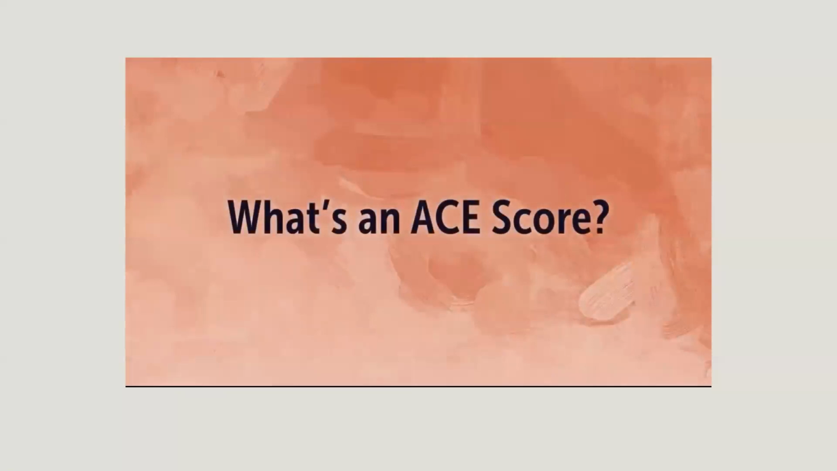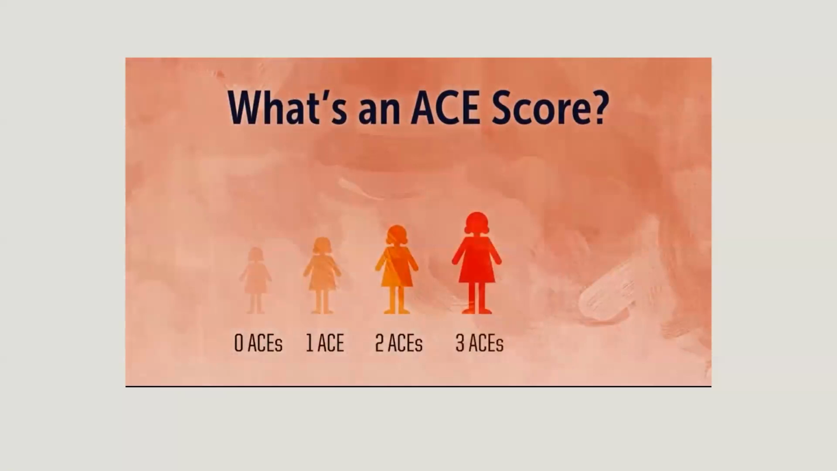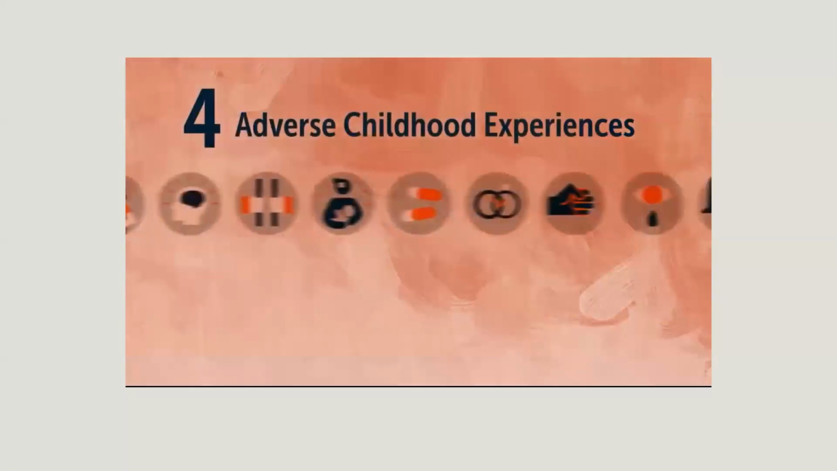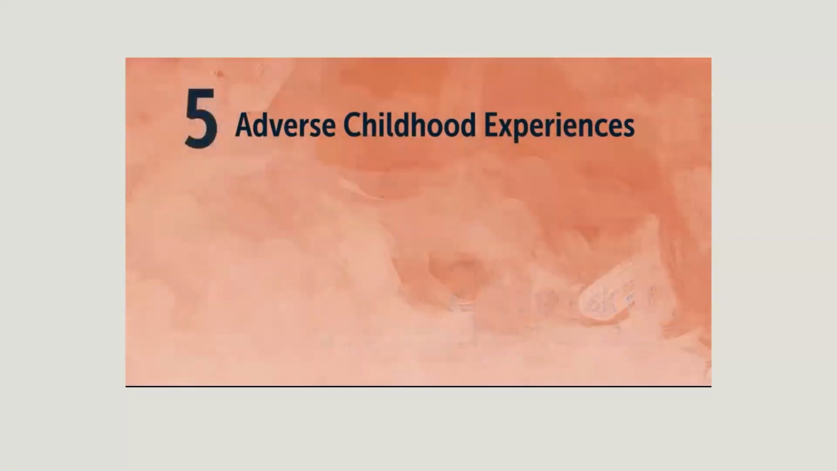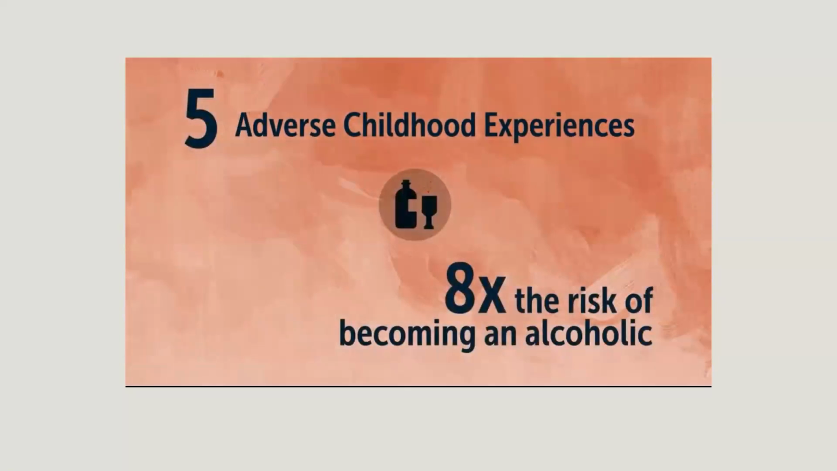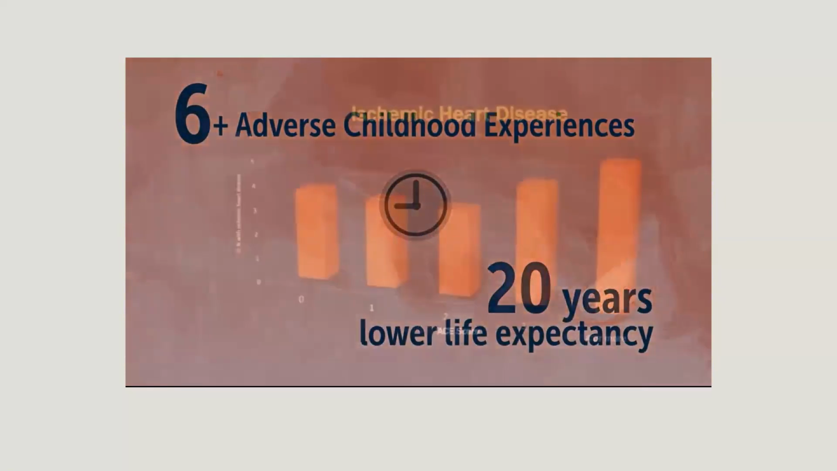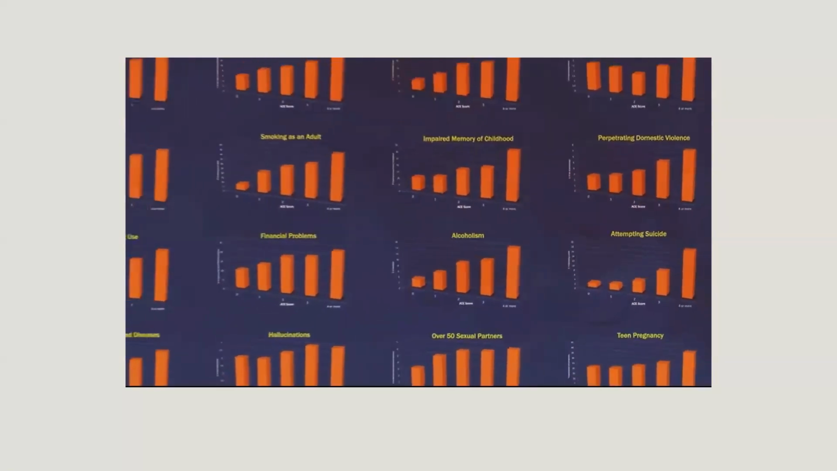The researchers next looked at how someone's ACE score, or the number of adversities they experienced, related to a wide array of serious health and social problems. They saw that the more ACEs someone had, the greater their risk for poor outcomes compared with someone with no ACEs. Someone with an ACE score of 4 had twice the risk of heart disease and cancer. Someone with an ACE score of 5 had an 8 times greater chance of being an alcoholic. And those with an ACE score of 6 or more, on average, died 20 years earlier. With every major problem they looked at in the ACE study, the risk went up for each additional adverse experience in childhood.